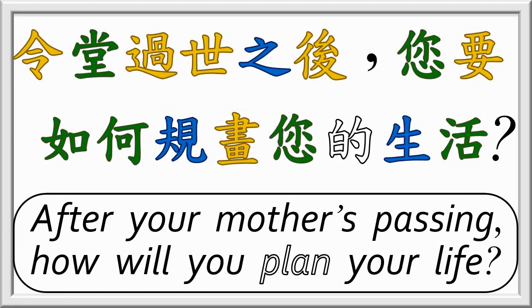令堂过世之后，您要如何规划您的生活 After your mother's passing, how will you plan your life? The character 规 is very often paired with another character that does not contain the jian element. But before introducing it, we need to understand its phonetic and semantic components.